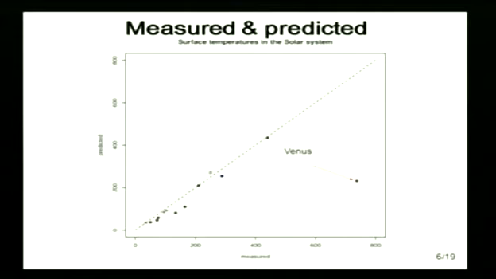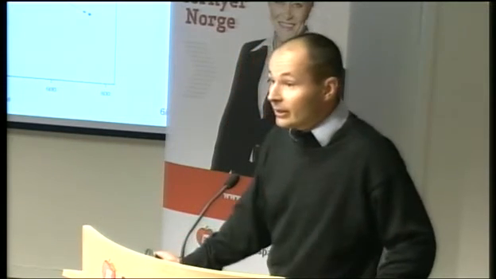This figure here shows a comparison between the calculated temperatures and the measured temperatures. And the perfect results will lie on the diagonal. My calculations fit with the observations quite well, but there's one planet that doesn't fit the picture. That's Venus. Venus has a much higher temperature than my calculations estimate. And Venus is about twice as far from the sun as Mercury, and yet it has a warmer surface.